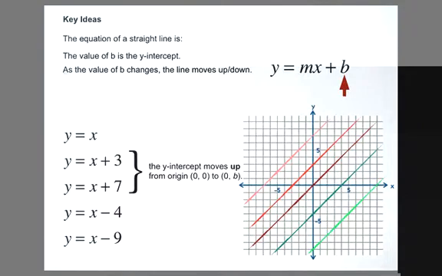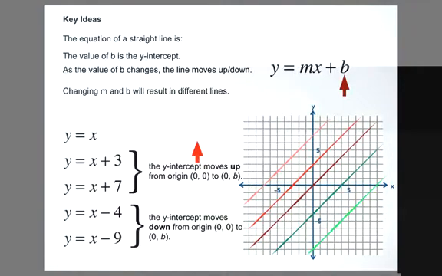When you have positive additions, the y-intercept moves up from the origin. When you have negative additions, the y-intercept moves down from the origin. Changing m and b will result in different lines.